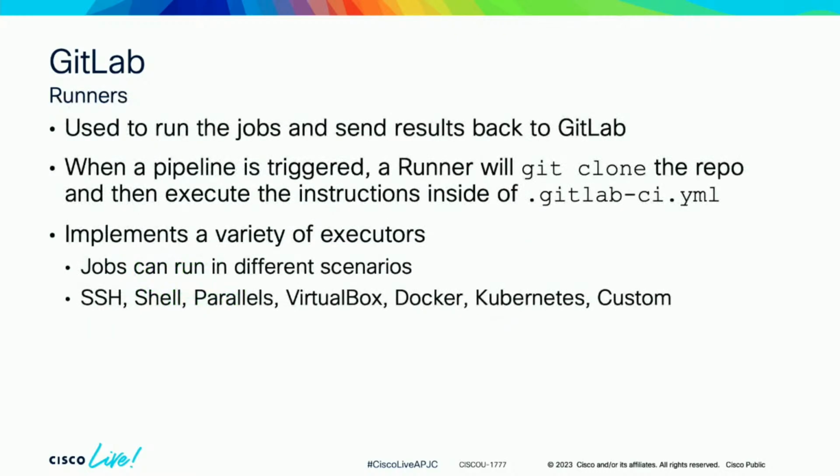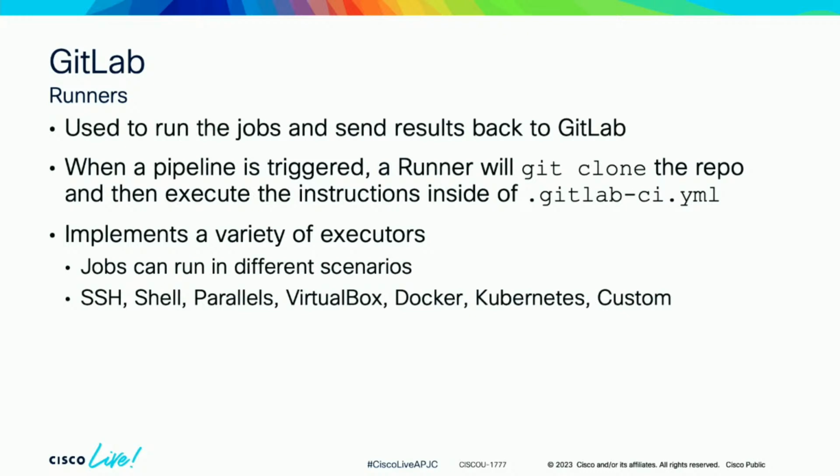In GitLab, there's also the concept of runners. And these are just processes that are used to run the jobs, right? So when you install GitLab, the GitLab runner is a separate process that you need to install. And basically, a pipeline is triggered as you do git clone, and the repo then executes the instructions inside of that gitlab-ci.yml. So that YAML file is very important, because that's where you define your pipeline, all the stages. I'll show you in the demo how that looks, and we'll also see in the next slide a possible example of that.